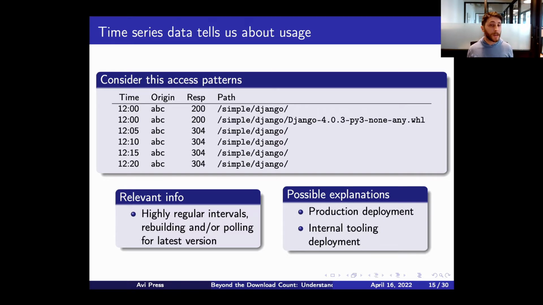And so we could make some guesses at possible explanations for this traffic. It might be a production deployment. It could also be an internal tooling deployment, but something here is likely very automated. And that automation has context, it has a cache. And the headers are persisting, and the registry is very good at telling the client, hey, there's nothing more you need to do. You're all up to date.